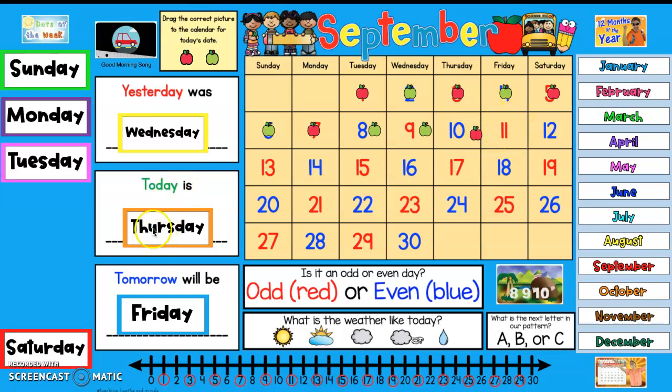What will tomorrow be? We know tomorrow is going to be Friday, but what number comes after 10? The number 11. So do you think tomorrow is going to be Friday, September 11th, 2020? You are so right. Great job. All right, let's go on.